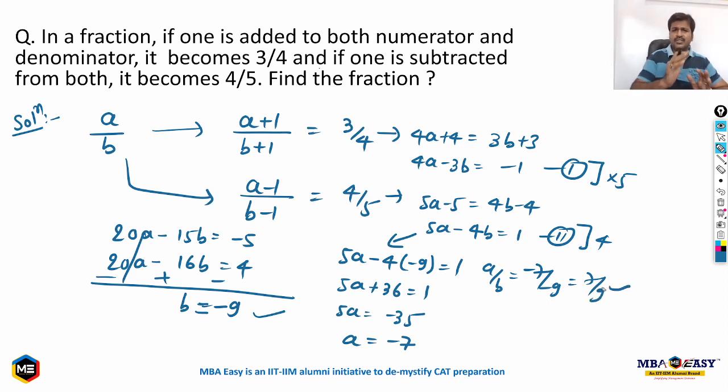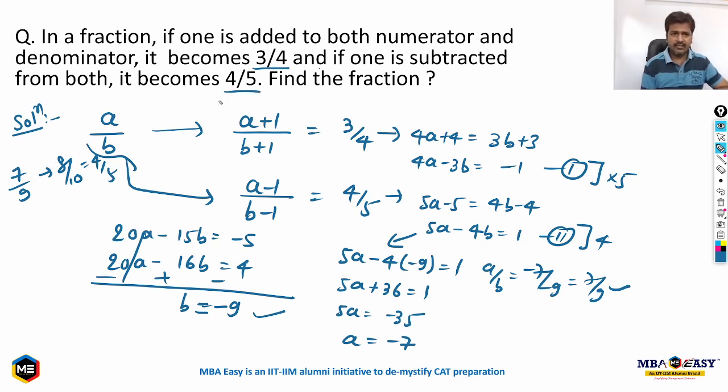Very simple question upfront. The impression is that it is a very easy question, but let us see whether the answer that we are getting is satisfying the original conditions of the question or not. So let us do that. 7 by 9 is our fraction, let's check once. It says adding 1 and 1 should give 3 by 4. So let us do that. If we add 1 and 1, what comes? 8 by 10, but that will give you 4 by 5 and not 3 by 4 as the question says.